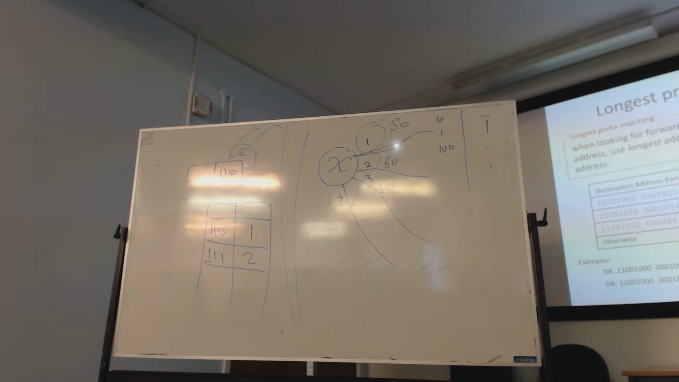Which interface do we set? We have the longest prefix matching. So whenever you have the longest match, just send it to that interface. That's how the router operates. Is that clear? Any questions?